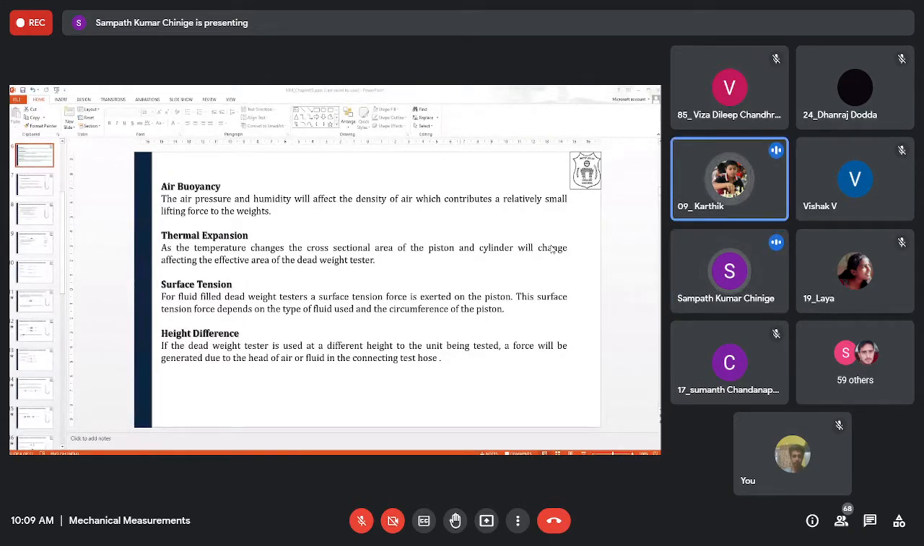So what we are trying to do... Excuse me, sir. Yes? Sir, are you changing the slide? It's not changing. Sir, it's still on the sixth slide.